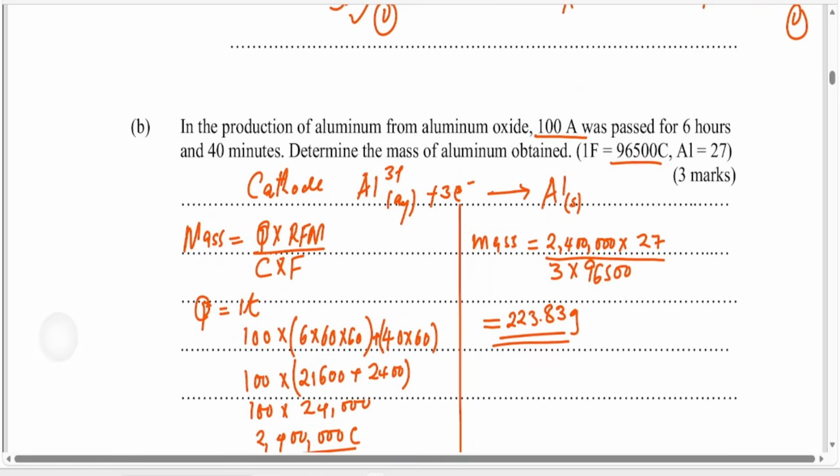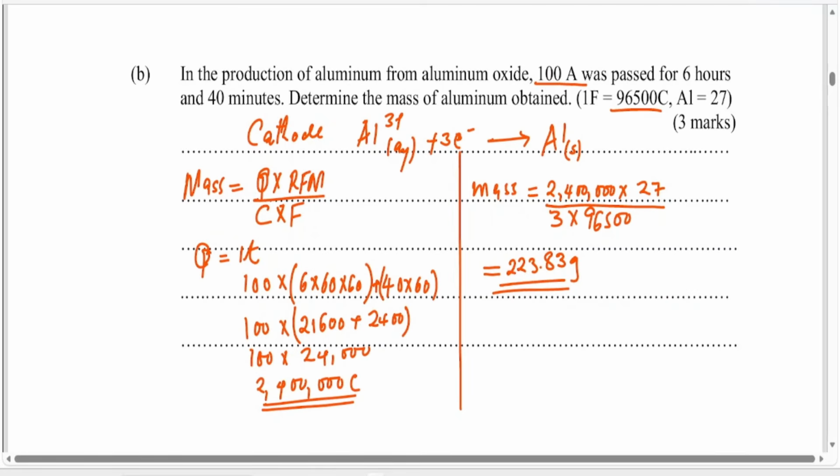That is the simplest way to work out this question. It is the simplest because sometimes you may be given the mass, the Q, the RFM, and the F, and you don't know the C. With this formula, you can even work out the C without noticing the nature of the metal that was used. So it is the simplest method to work out this kind of question on the determination of the quantity of electricity and the relationship with the mass produced at the cathode.